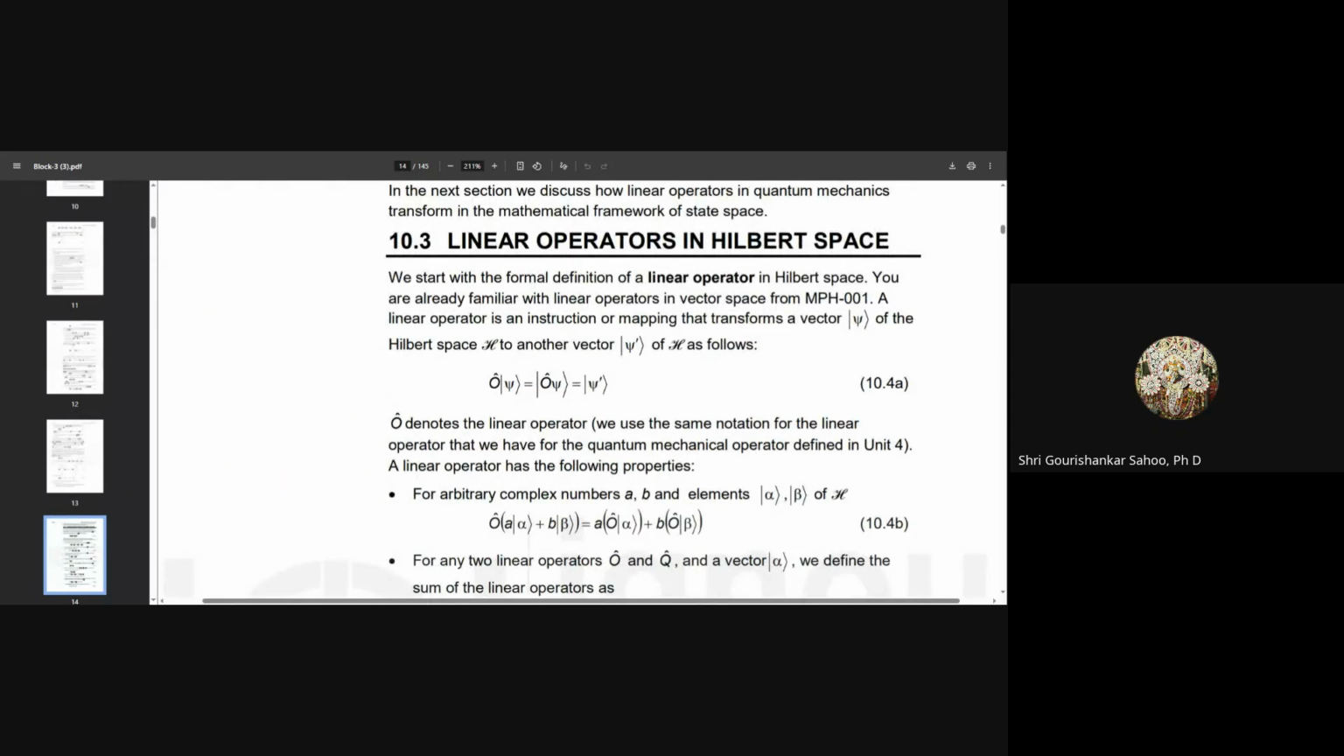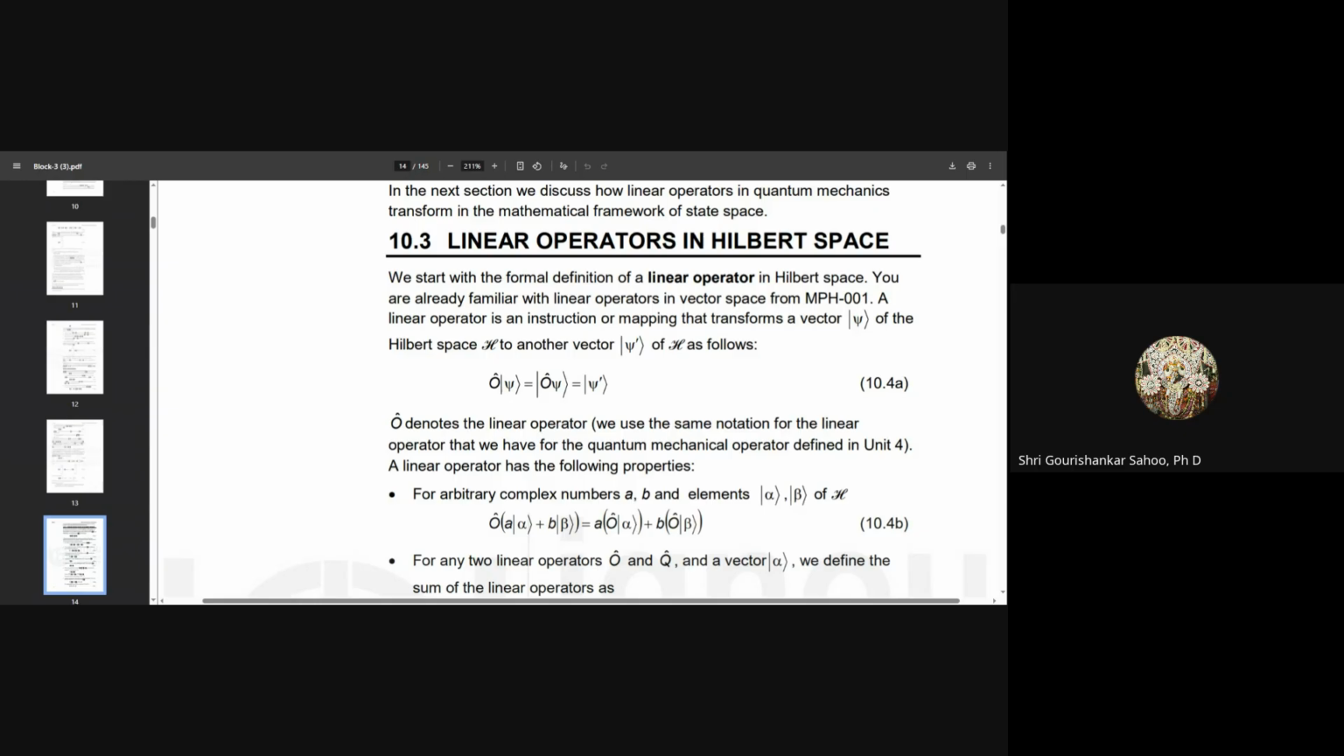Then your linear operators in Hilbert space. We have discussed linear operators in Schrodinger formalism. So the formal definition of a linear operator in Hilbert space: a linear operator is an instruction or mapping that transforms a vector psi of the Hilbert space H to another vector psi dash of H. And you can write O cap |psi> is equal to |psi dash>, where O cap denotes the linear operator, and we use the same notation for linear operators that we have used for quantum mechanical operators earlier.